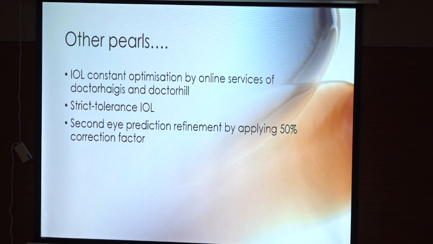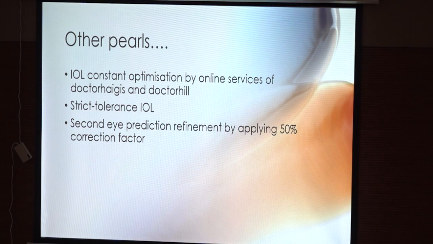Other pearls include IOL constant optimization by the online services of Dr. Haigis and Dr. Hill. So IOL constant should be optimized for a particular surgeon. Like in Haigis, you have 3 A constants, A0, A1 and A2. So A0 is a surgeon specific A constant that needs to be optimized. A1 and A2 are already optimized and set at 0.4 and 0.1. So if you optimize Haigis, it is a very good formula.